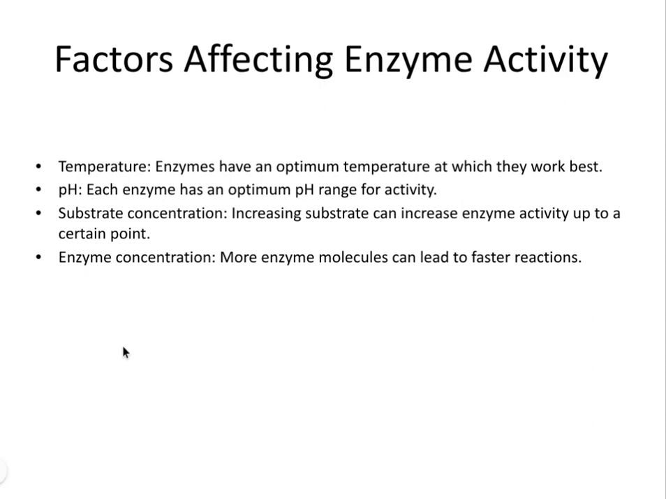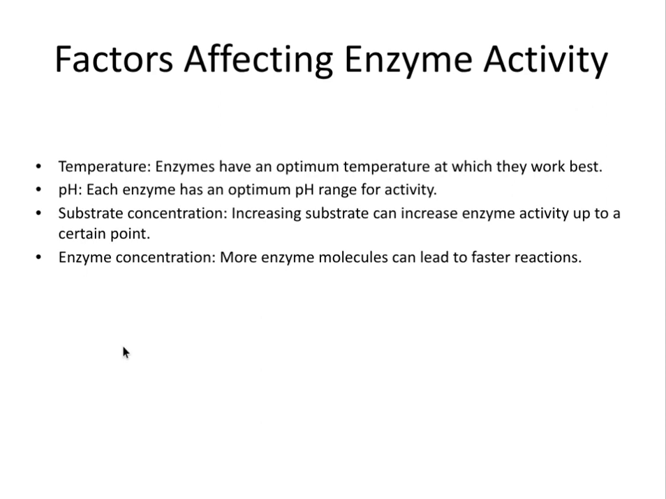Factors affecting enzyme activity. Temperature, really important. Temperature and pH are the most common things you could say about factors affecting enzyme activity. This could come up as a question for the Leaving Cert. Temperature: enzymes have an optimum temperature at which they work best. pH: each enzyme has an optimum pH range for activity. Substrate concentration.